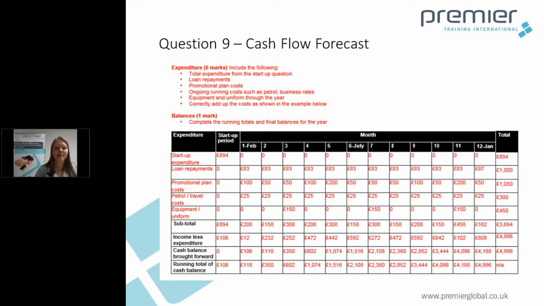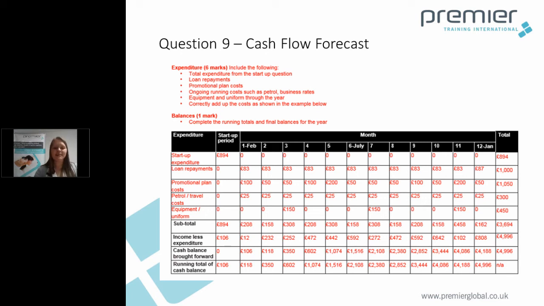We then move on to do the same thing for February. So we add together the loan repayment, the promotional plan cost and the petrol and travel cost to give us our expenditure for February. We do the same for every month of the year, and also make sure you add up the row totals at the end as well, just like the example in front of you.